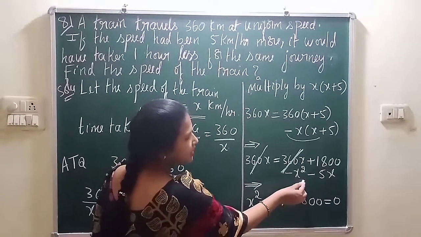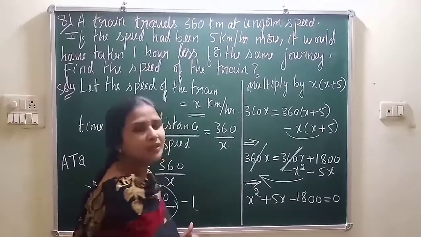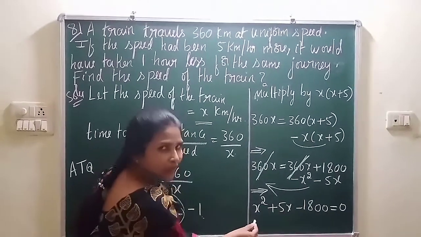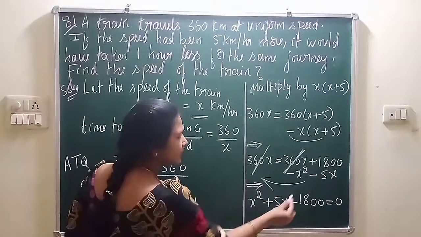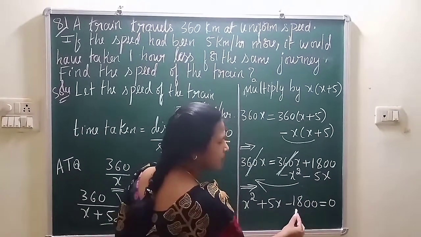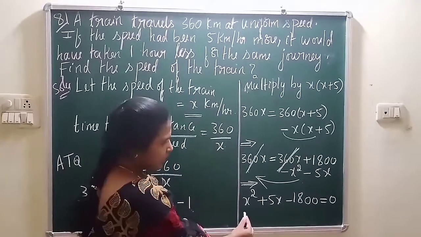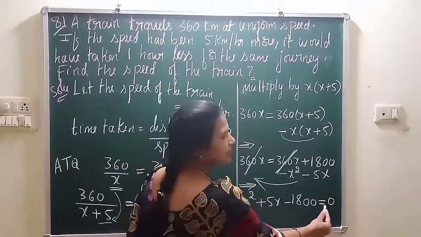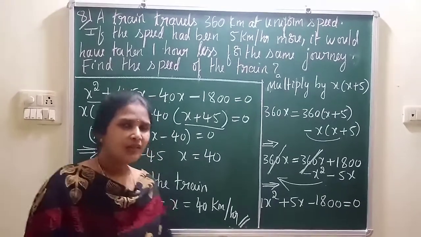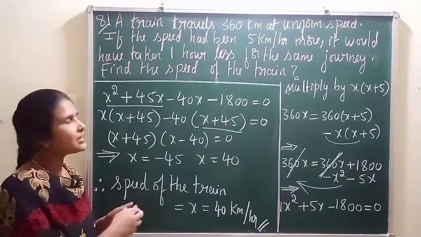Because the x square coefficient is negative, it is better to shift the right side to the left-hand side. So when I shift, minus x square becomes plus x square, minus 5x becomes plus 5x, and plus 1800 becomes minus 1800. So we got x square plus 5x minus 1800 equal to 0. So I got x square plus 5x minus 1800 as the equation. Now try to solve this equation.